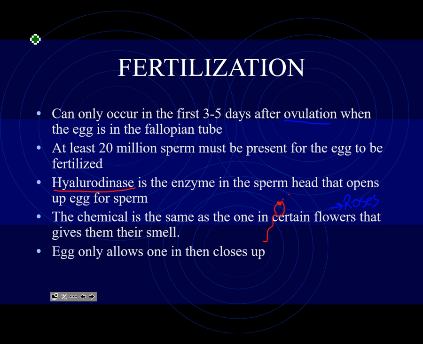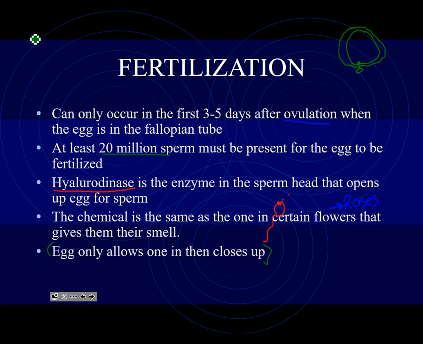So anyway, the egg only allows one sperm in and then closes up. In other words, only one sperm can fertilize an egg at any time. As soon as that sperm penetrates the egg, I'll draw it like this with a little corona around it, once that first sperm penetrates, the egg shuts down. There's a little electrical signal that goes around the egg and shuts it down to all other sperm.